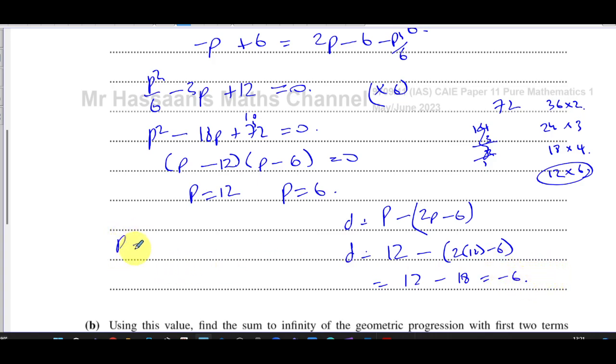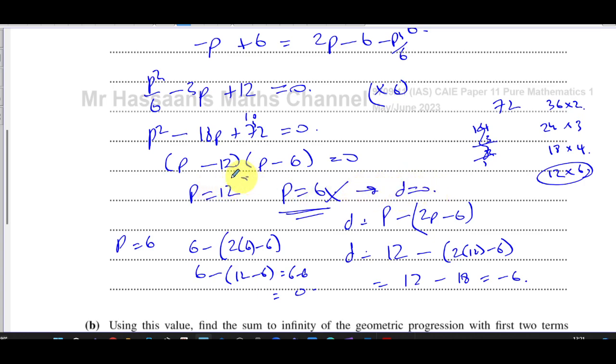And if I use P equals 6, I'll have 6 minus 2 times 6 minus 6, which is going to be 6 minus 12 minus 6, which is 6 minus 6, which is 0. Okay, so therefore, P can't equal 6 because this causes the difference to become 0. So P must equal 12. So P equals 12. So that's the important thing for us to realize.